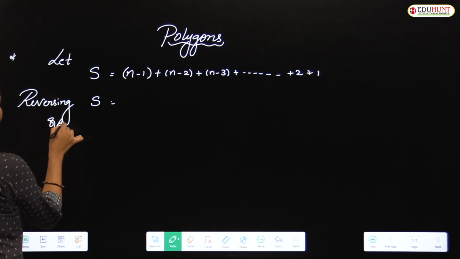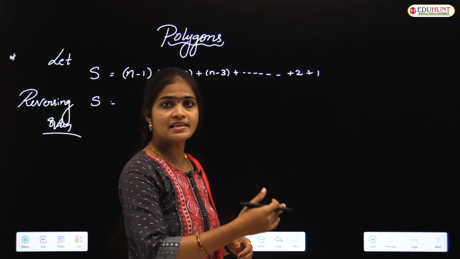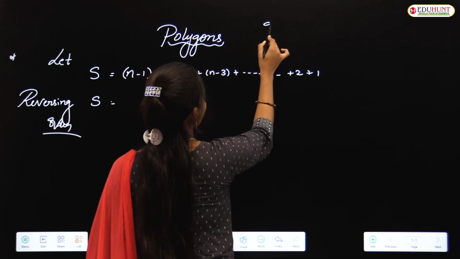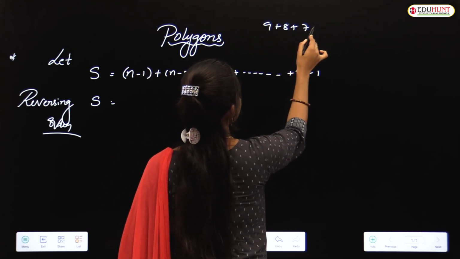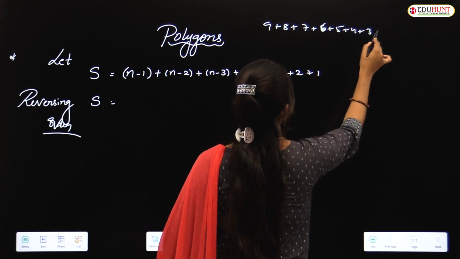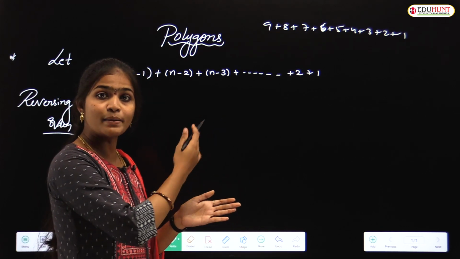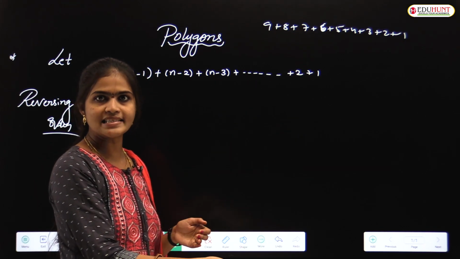Reversing order. First I took the given order as 1 plus 2 plus and so on. Here I am going to take the order as 9 plus 8 plus 7 plus 6 plus 5 plus 4 plus 3 plus 2 plus 1. If you add all the numbers from 9 to 1, you will also get the same answer.